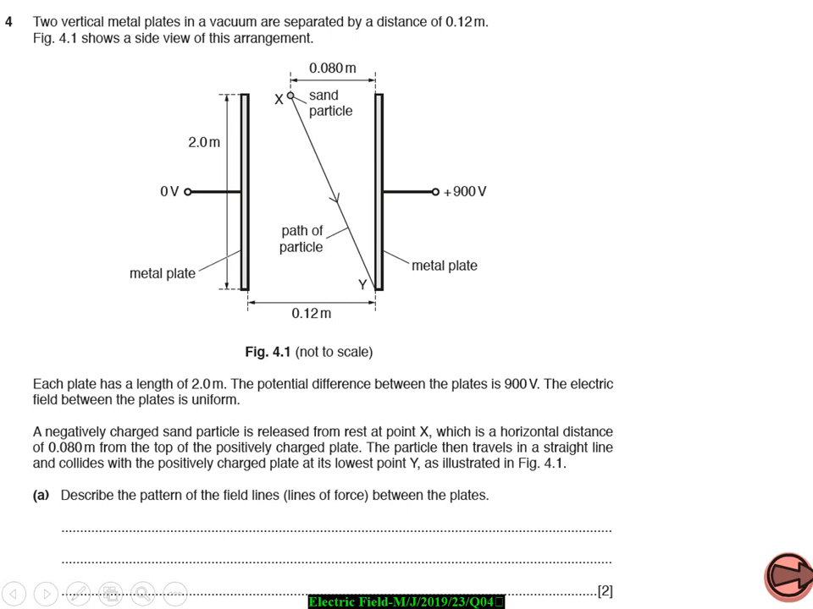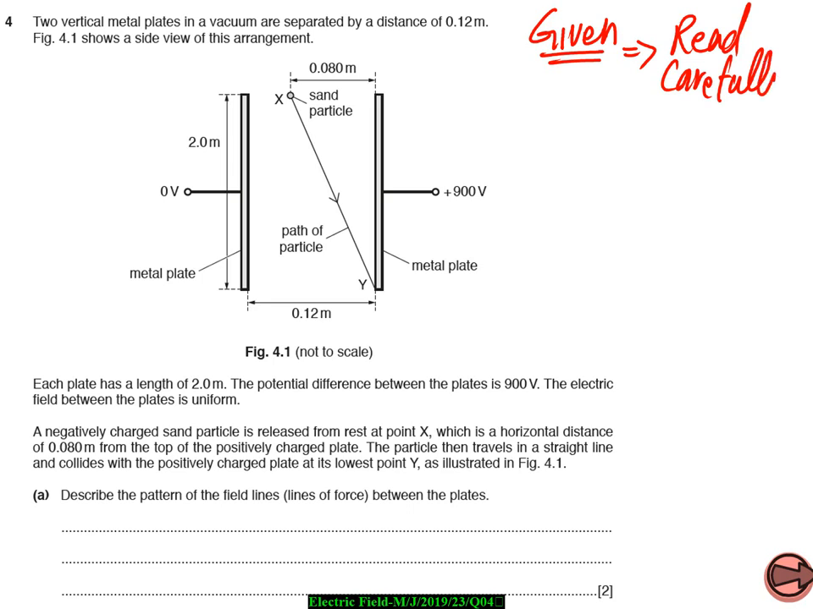First of all, we have to figure out in this question what is given to us. So how can we find that out? We simply need to read the question carefully to find out what is given.